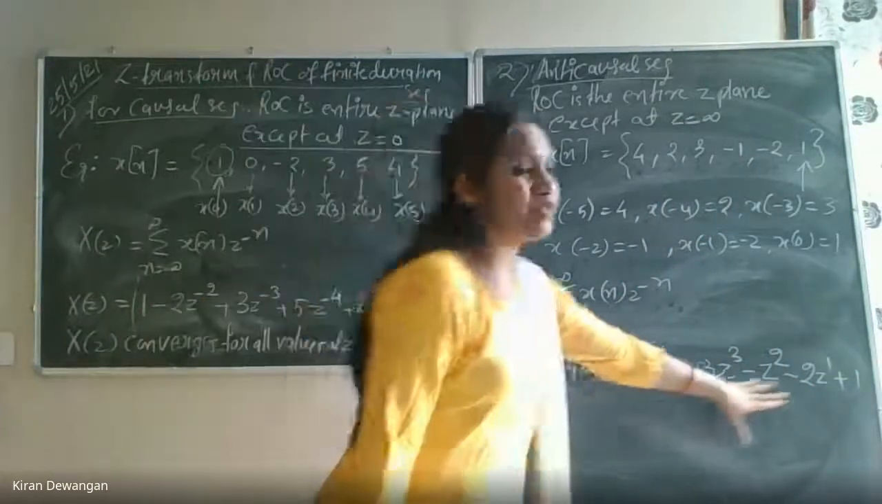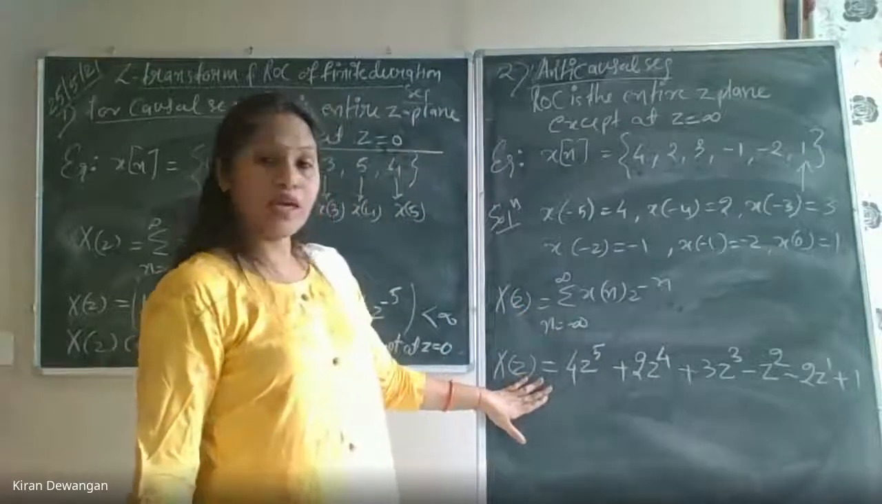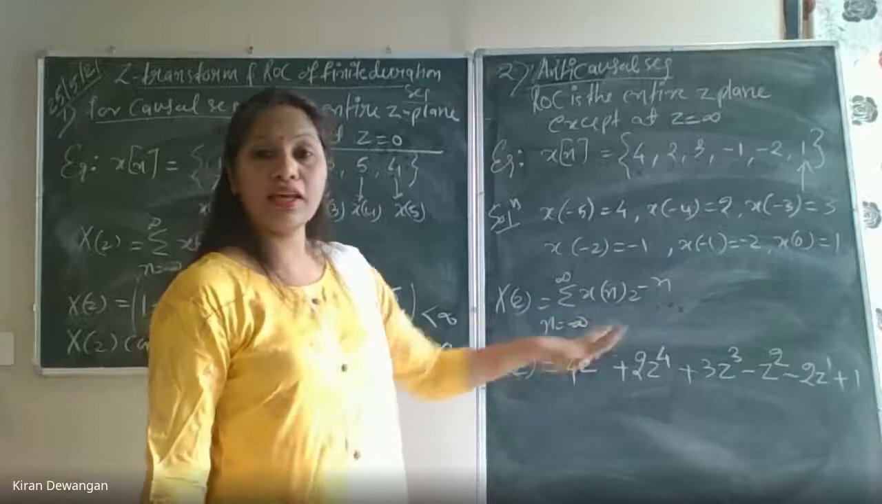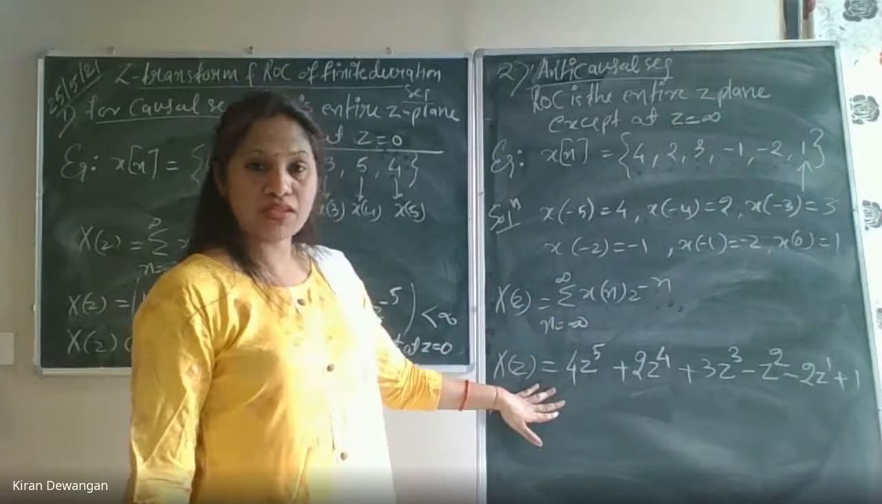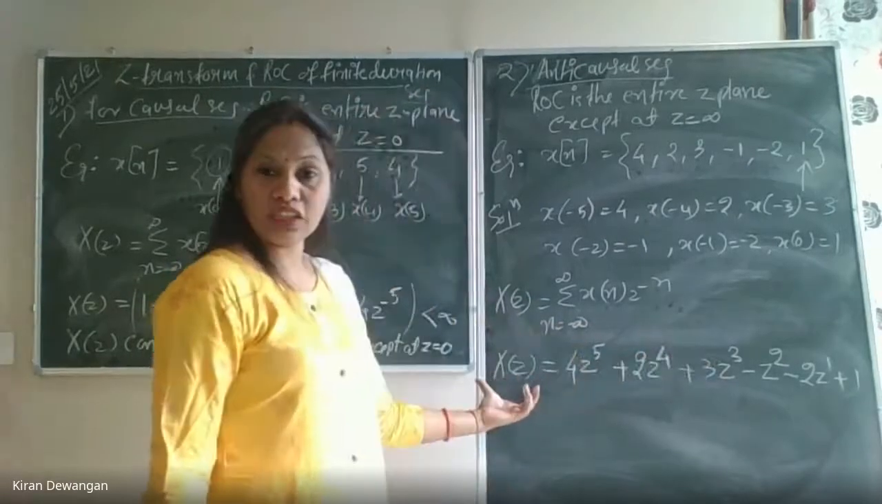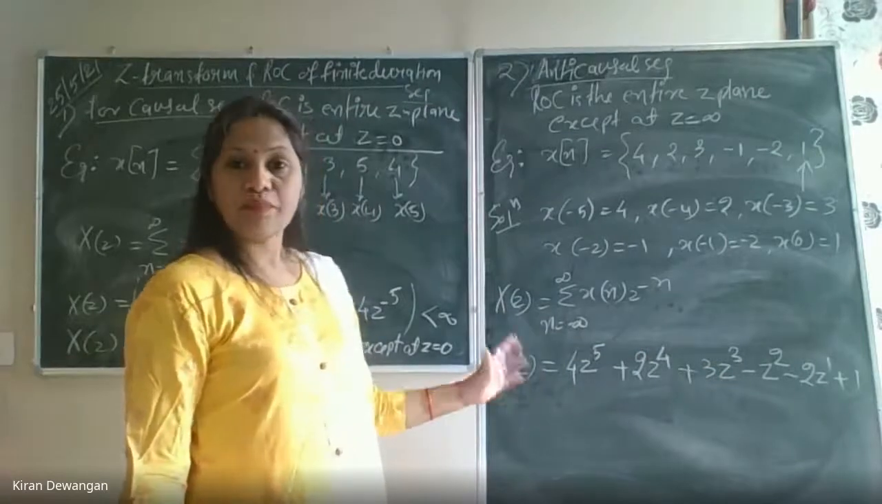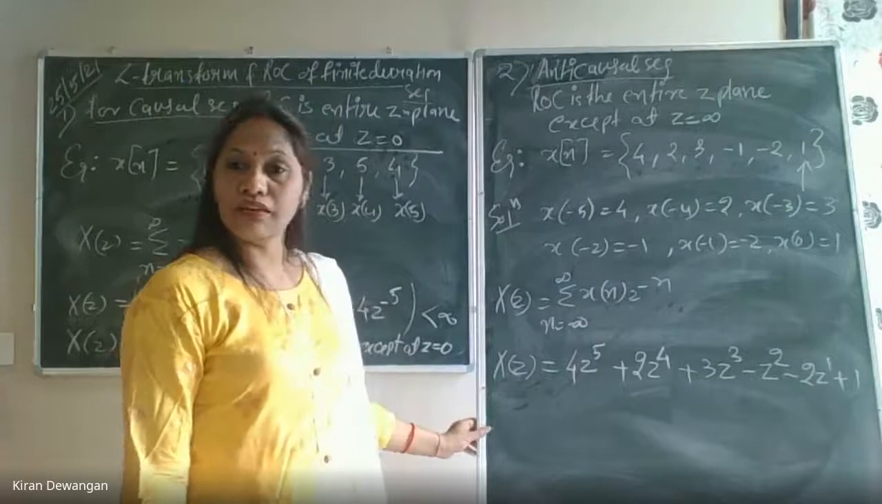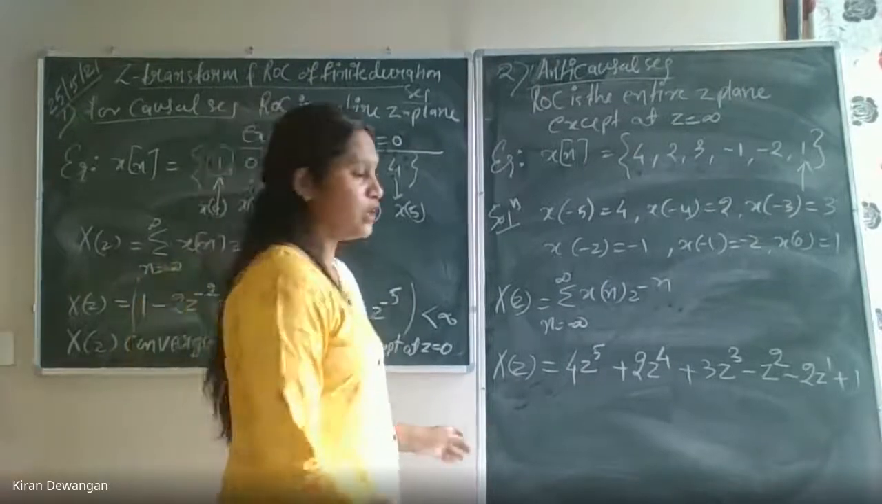मतलब आपका जो expression रहेगा X of z का, ये पूरा ये रहेगा. Now since we can see that these are all the positive powers of z, ये सारे आपके positive powers of z हैं. Definitely for X of z to converge, z should not be equal to infinity. z की कोई infinite value नहीं होनी चाहिए.